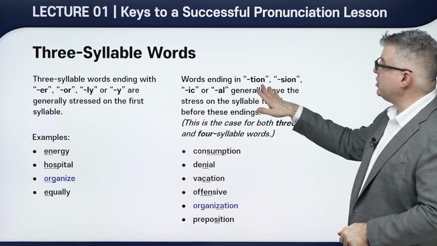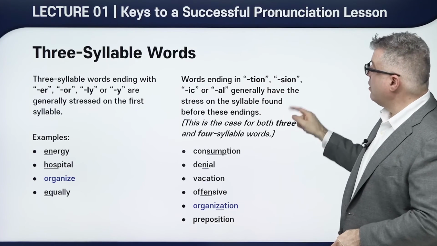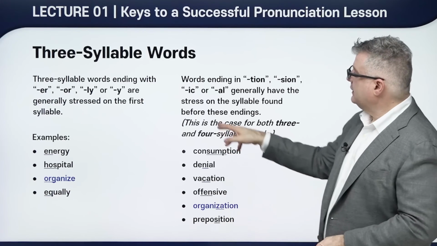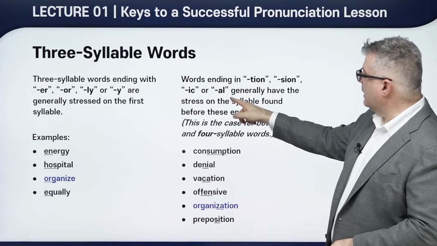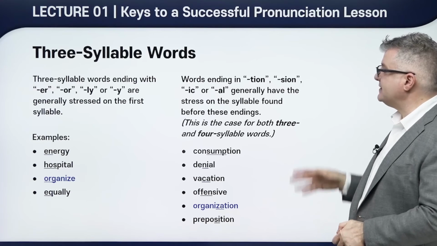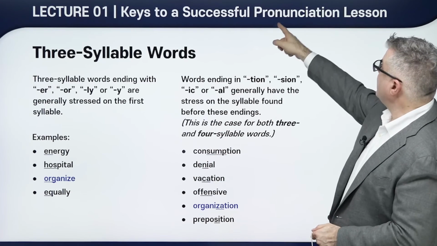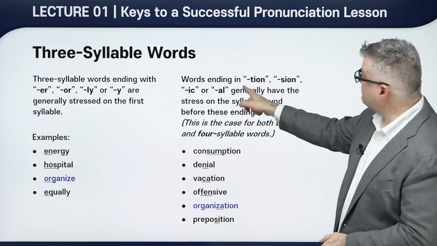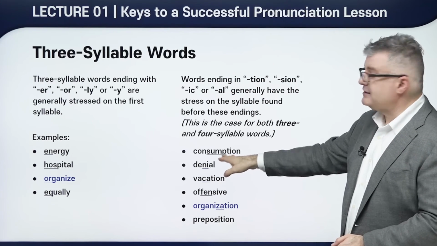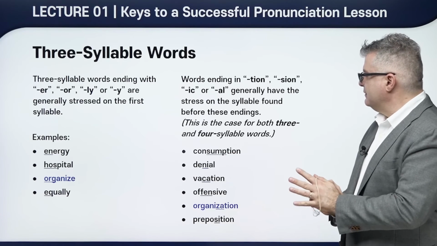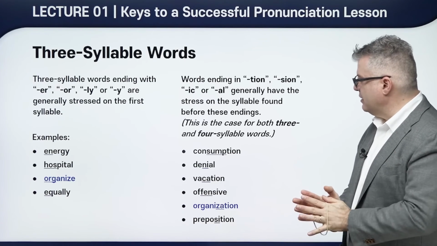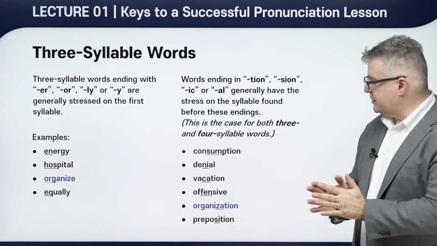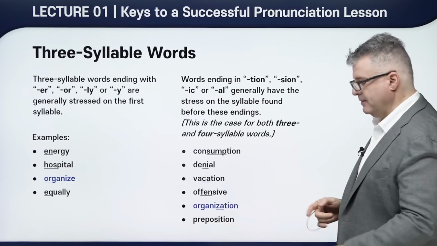So words that end in shun, which could be T-I-O-N or S-I-O-N, both of those are pronounced the same. They're both shun. IC or AL generally have the stress on the syllable that's right before this. So think about pronunciation. The stress is on the A in pronunciation, right? Because it's right before the T-I-O-N. Consumption, denial, vacation, offensive. Now we've got a longer word, organization, preposition.